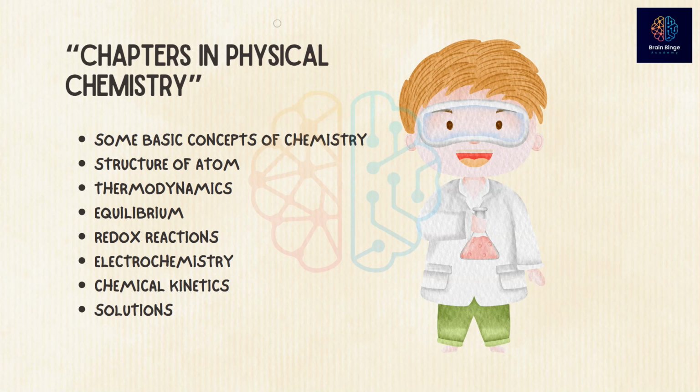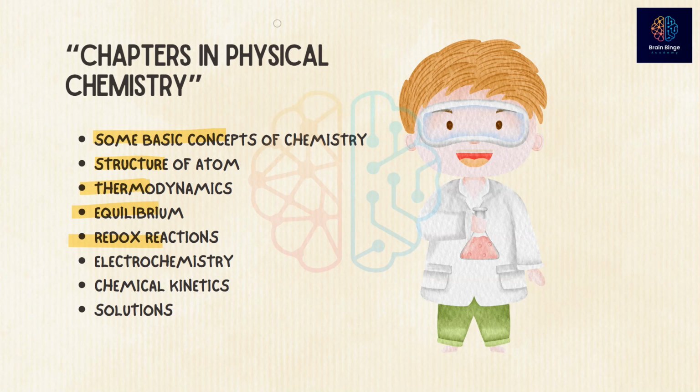In physical chemistry, this is the set of chapters that you will study. Let's get started with the set for grade 11. In grade 11, we observe some basic concepts of chemistry, the very first chapter as soon as you open the NCERT grade 11 textbook. And then structure of atom. After that, you'll study thermodynamics, equilibrium, both chemical and ionic equilibrium, and redox reactions. So these are the physical chemistry chapters that you study in grade 11.